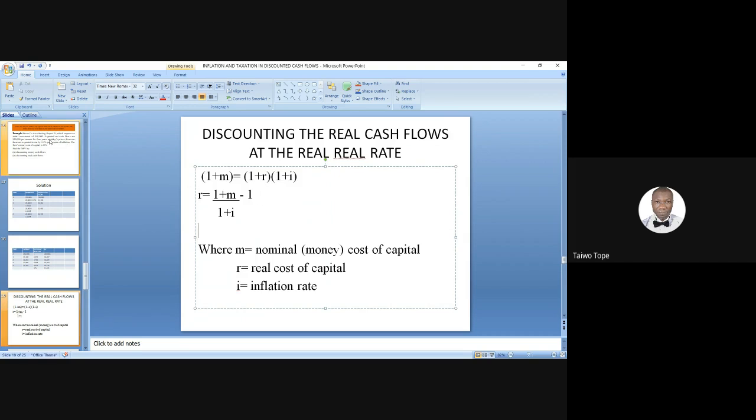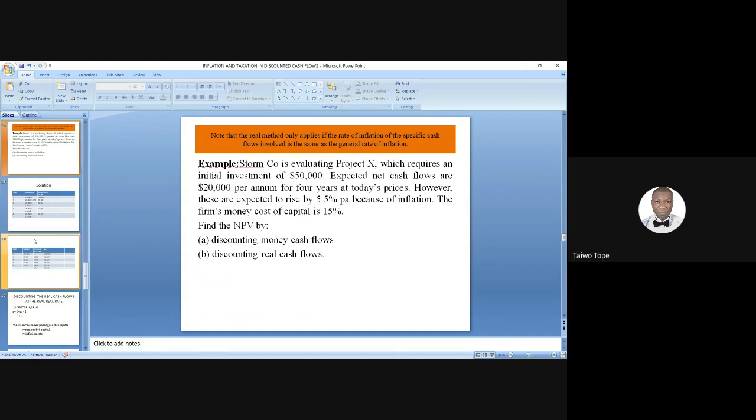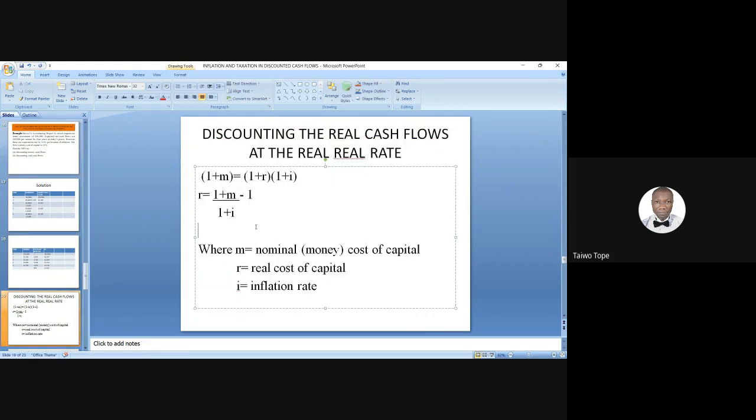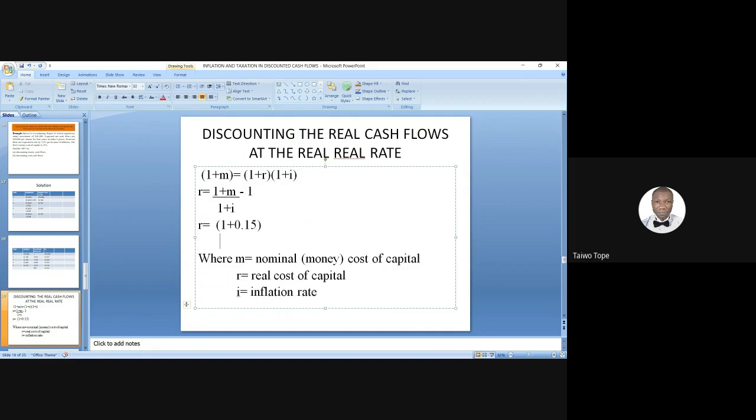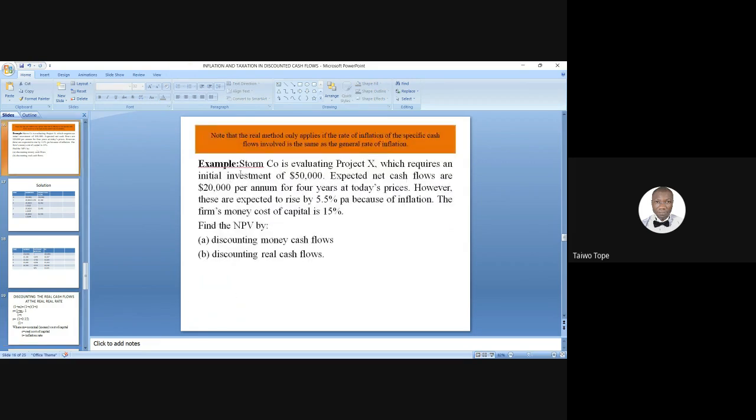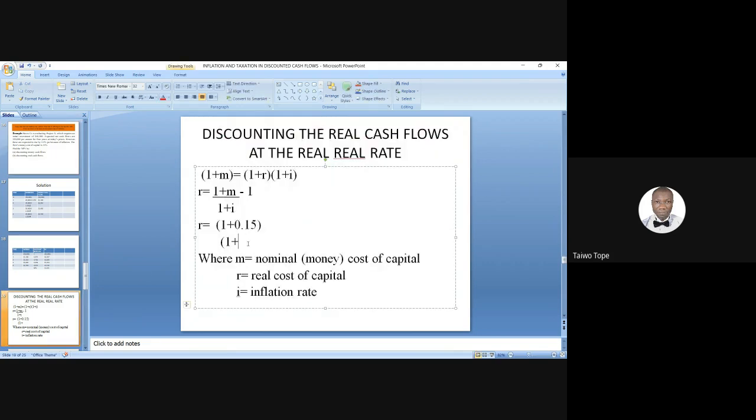Your money cost of capital as given in the question is what? It's 15%. So when you substitute, R will be equal to what? We have 1 plus the money cost of capital, 15%, same as 0.15, divided by 1 plus the inflation value given in the question, which is 5.5%, that is 0.055, minus 1. When you simplify this, you should have what?